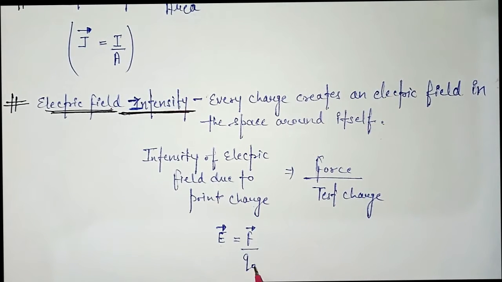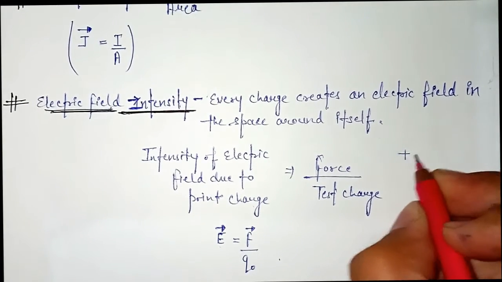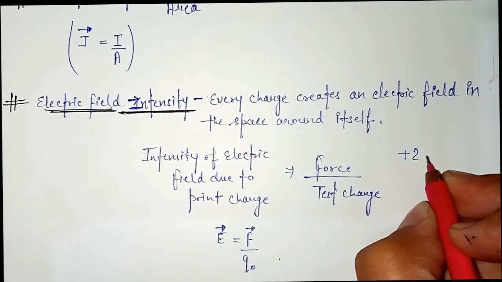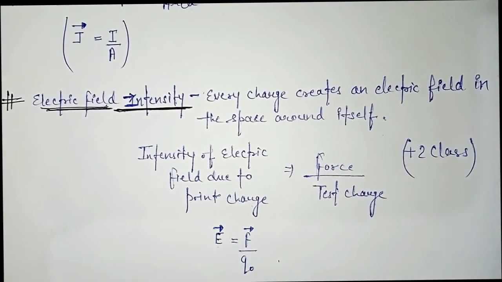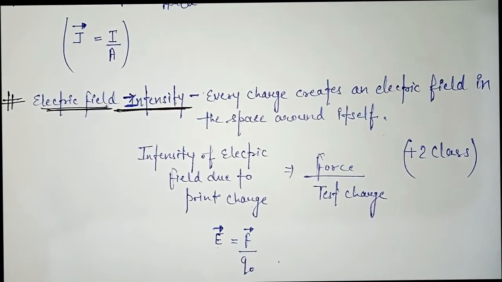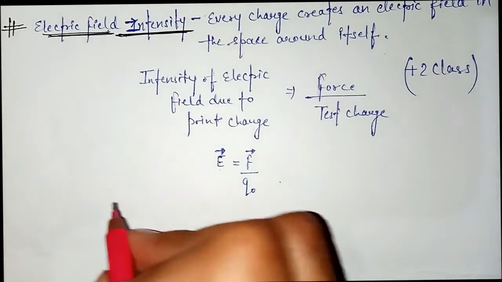E is equal to F by Q naught. We didn't discuss too much about this because it was already learned by you in your plus 2 class. Okay, so we take a rough idea. Okay, how does a charge create an electric field? Let me tell you.